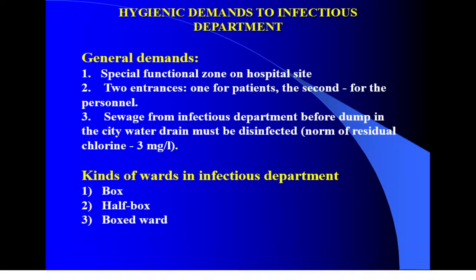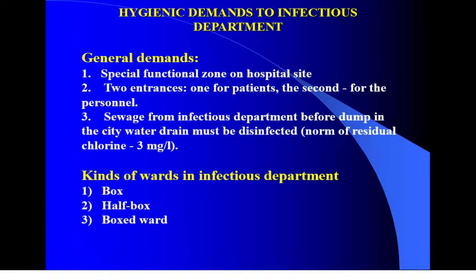Now, next department which we must discuss is infectious department. General demands to infectious department, as I said, must be a special functional zone on hospital site, 2 entrances, one for patients and other for personnel. Sewage from infectious department before dump in the city water drain must be disinfected by high doses of chlorine. Norm of residual chlorine 3 milligrams per liter.